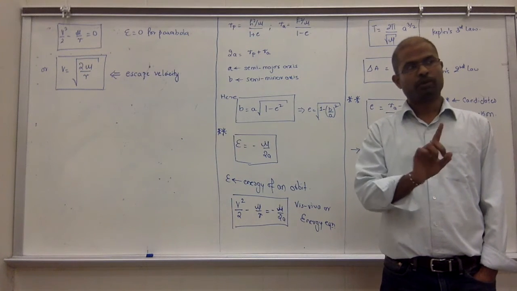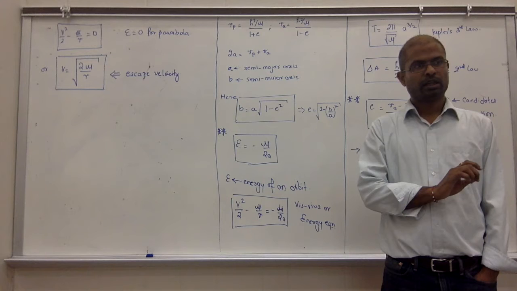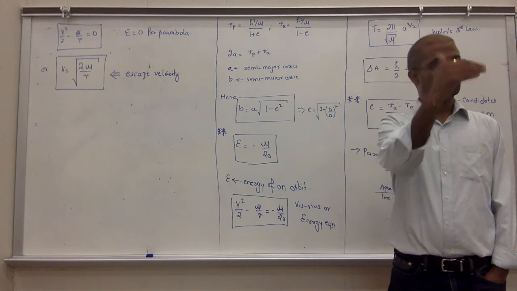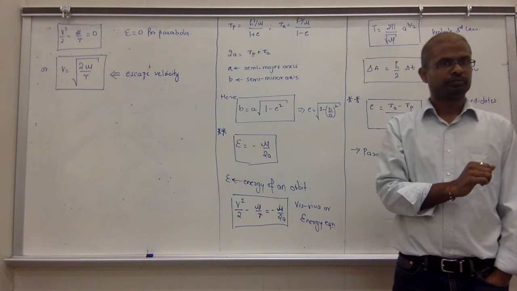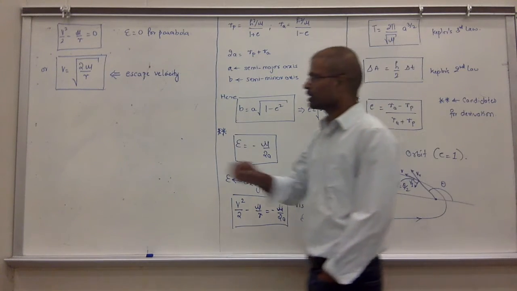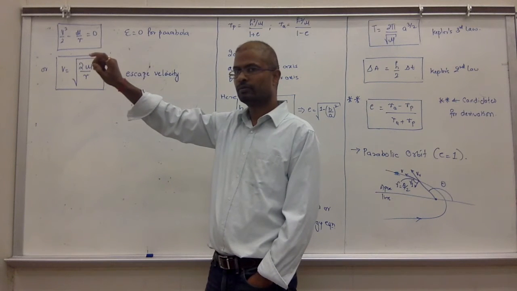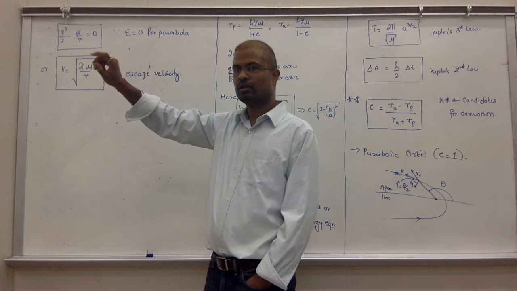If you look up escape velocity, you may think that escape velocity is one number, right? Escape velocity is a function of where you're escaping from. You understand? So why is this escape velocity?